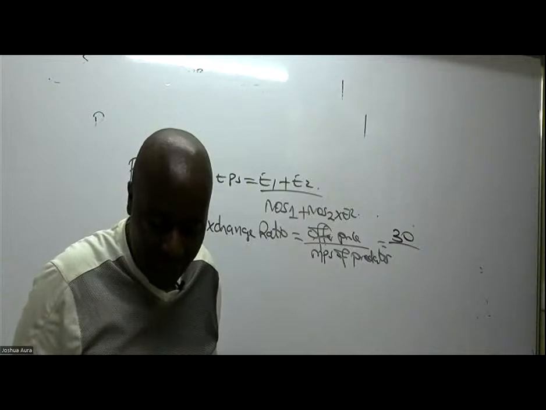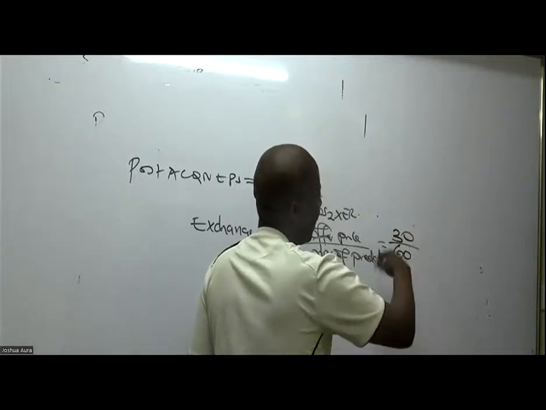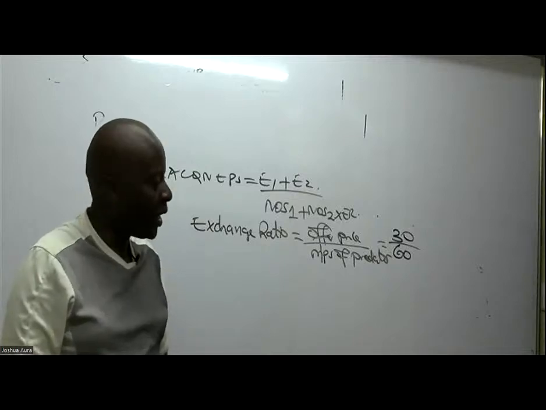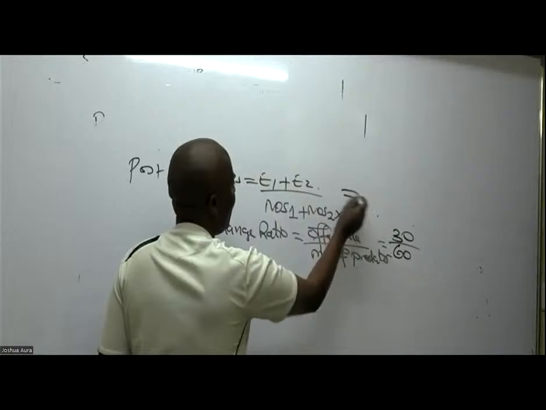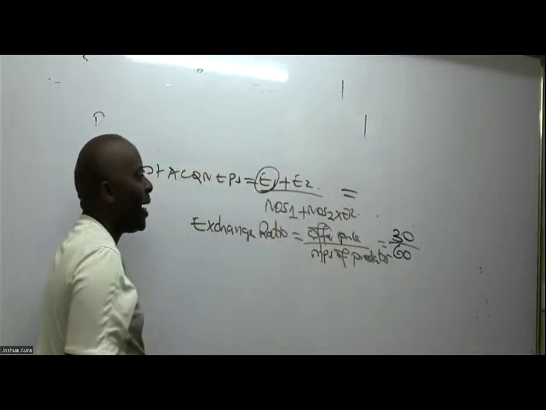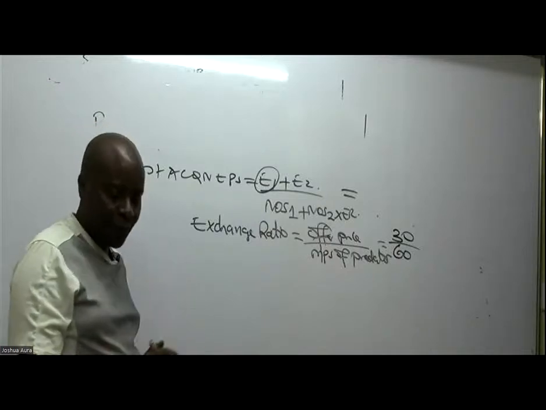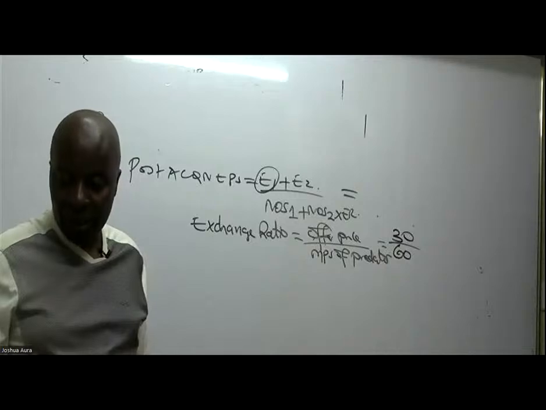The MPS of the predator is 60. If I wish, I can cancel and take this to a half, but I'll just leave it like that. Then we plug in the figures. Remember that these are total earnings, or profit after tax, or net income. Has the examiner given me the net income?